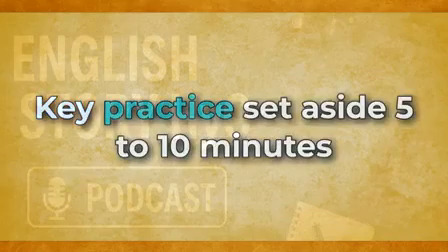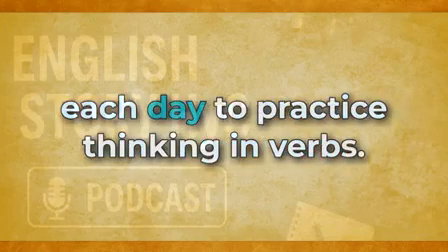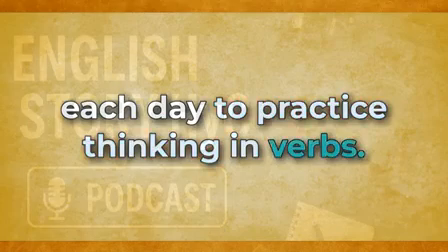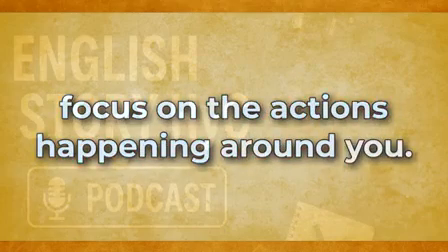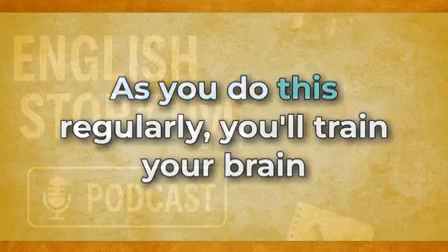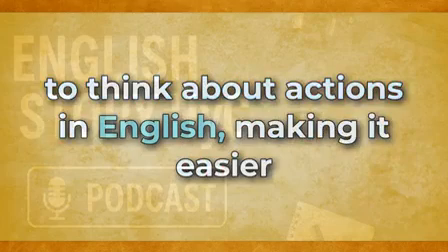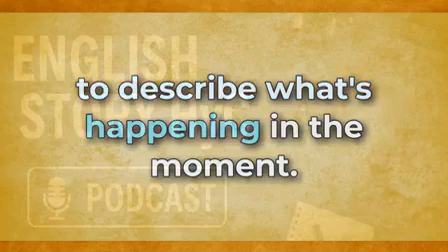Key practice. Tip: set aside 5 to 10 minutes each day to practice thinking in verbs. Pick a different place each day and focus on the actions happening around you. As you do this regularly, you'll train your brain to think about actions in English, making it easier to describe what's happening in the moment.